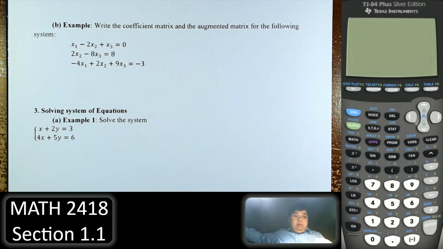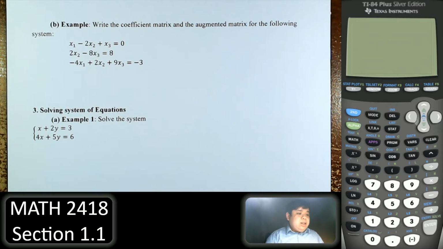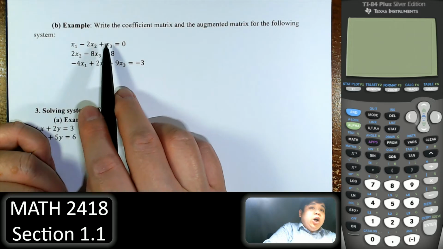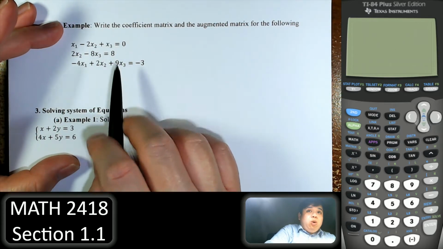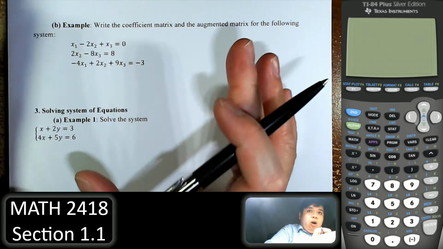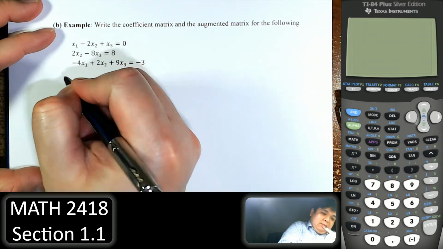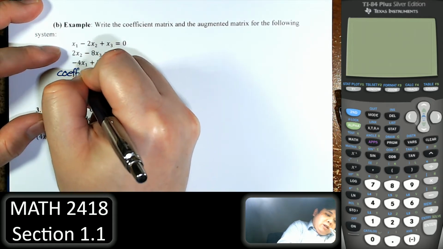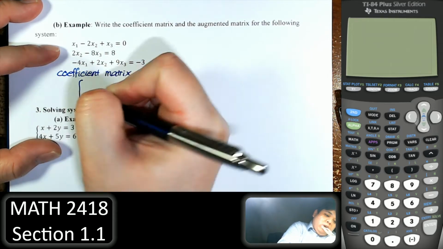More examples. Write the coefficient matrix and augmented matrix for this system. Before we do that, this one has 3 equations, so we're going to have 3 rows and 3 variables. The coefficient matrix will have 3 columns. The augmented matrix will have 1 more, so that will be 3 rows, 4 columns for the augmented matrix. So the coefficient matrix is going to be a 3 by 3.